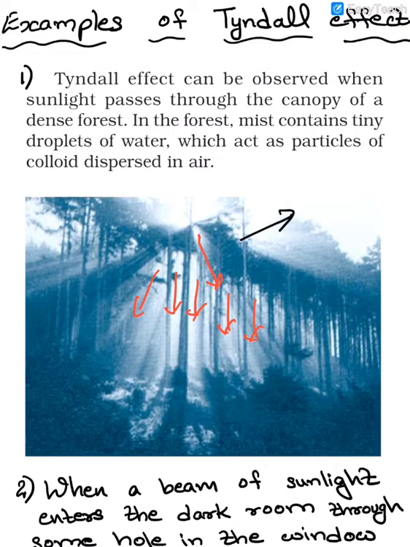In the forest, mist contains tiny droplets of water. What is the meaning of mist? Tiny droplets of water, small drops of water which are present in the air. They act as colloidal particles, which are dispersed in the air, and that helps in the scattering of light.